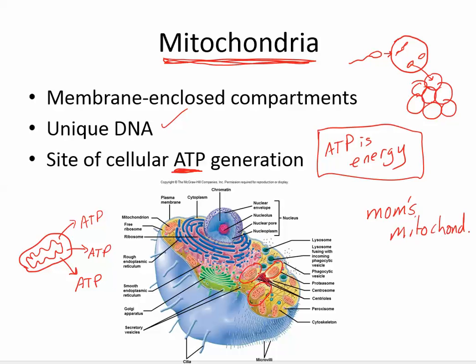Okay, so it has its own DNA. It can't survive on its own. It's not a bacteria anymore, but it does have its own DNA, and this DNA is primarily used in some of these processes to make ATP. Okay, so that's the mitochondria, and that's what it does in general, and we're going to talk about how it does that later on.